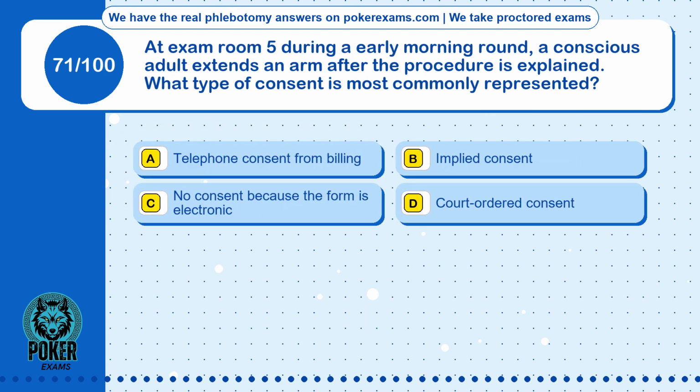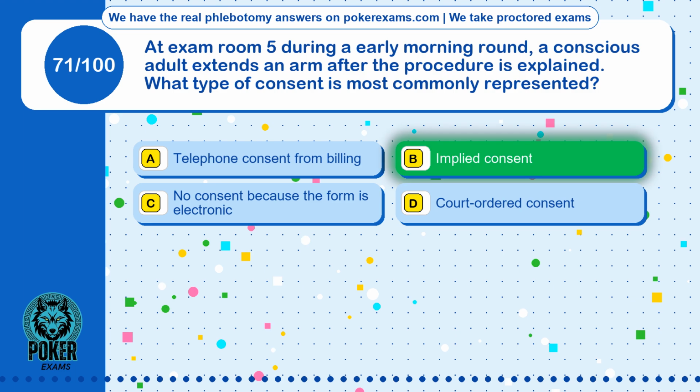Question 71. At exam room 5 during an early morning round, a conscious adult extends an arm after the procedure is explained. What type of consent is most commonly represented? Option A, telephone consent from billing. Option B, implied consent. Option C, no consent because the form is electronic. Option D, court-ordered consent. The correct answer is option B, implied consent.